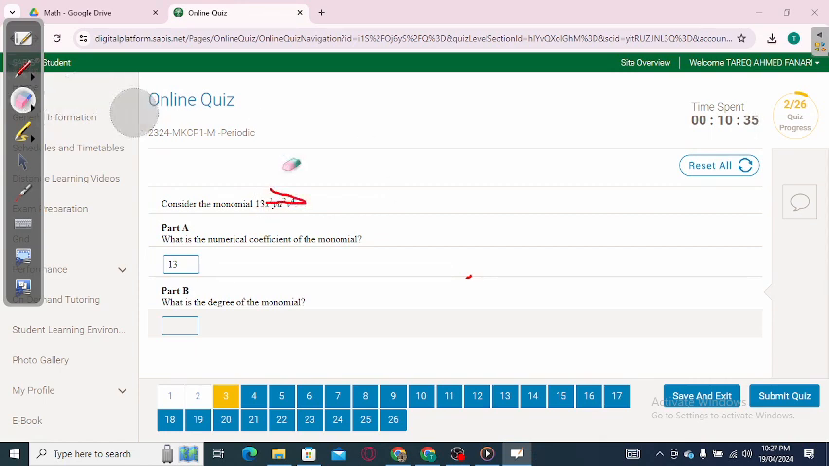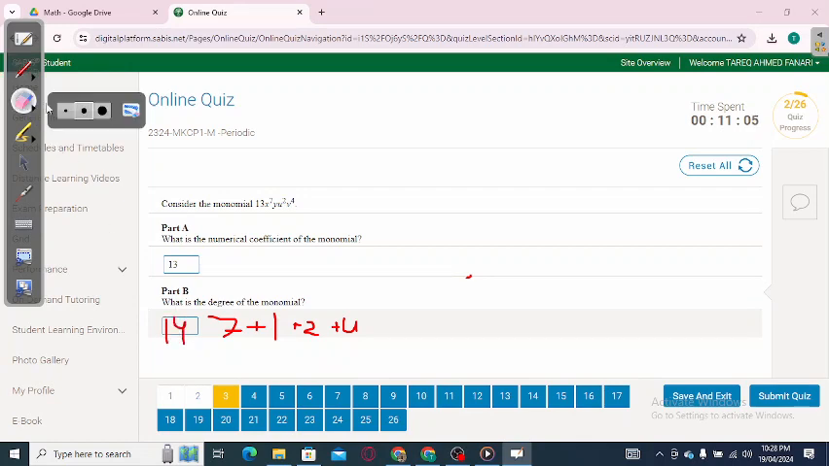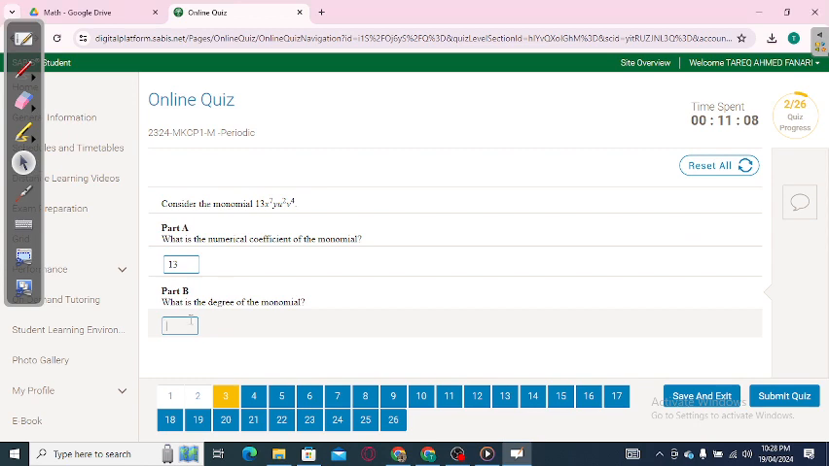Now, to find the degree of monomials, not polynomials, it's the sum of all the exponents, including this tiny y, because remember this is y to the power of 1. So you're going to have 7 plus 1 plus 2 plus 4. This is how to find the degrees of monomials. You just add the exponents. Now, 7 plus 1 is 8, 8 plus 2 is 10, 10 plus 4 is 14. So your answer here is 14. Okay, that's simple. That's it. 14.